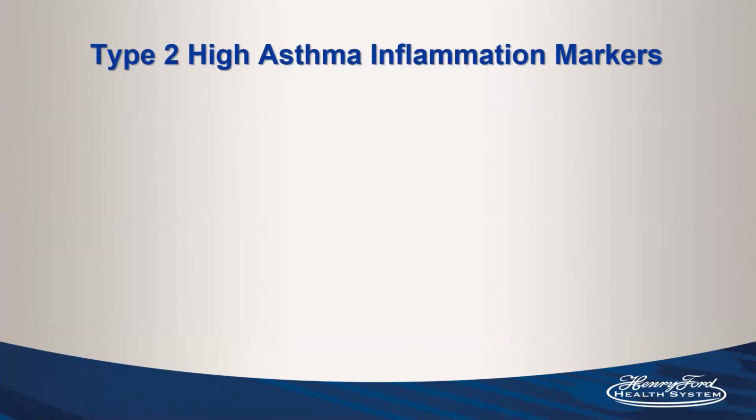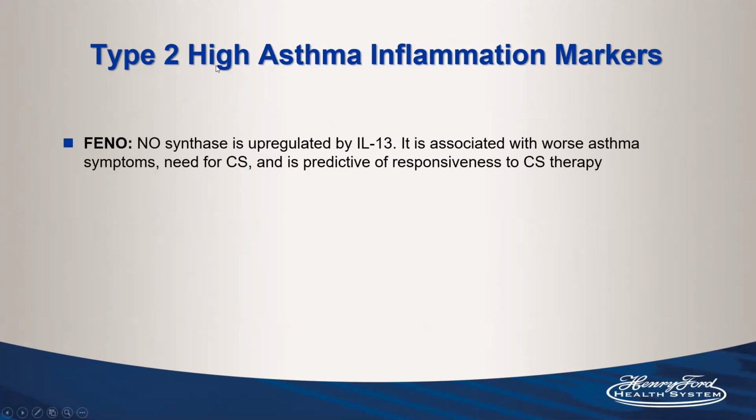So some of the inflammatory markers, like if you read the studies, pretty much you're going to come across fraction of exhaled nitric oxide. Usually nitric oxide synthetase is upregulated by IL-13, associated with worse asthma symptoms, need for corticosteroids, and predictive of responsiveness to corticosteroid therapy. Then you have sputum eosinophils. It's technically difficult to measure.